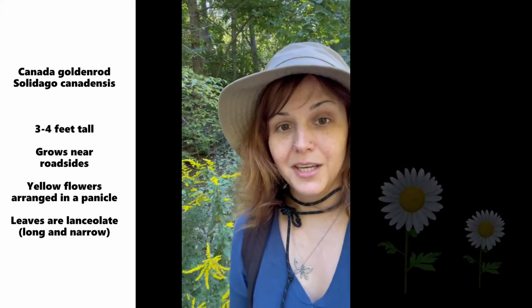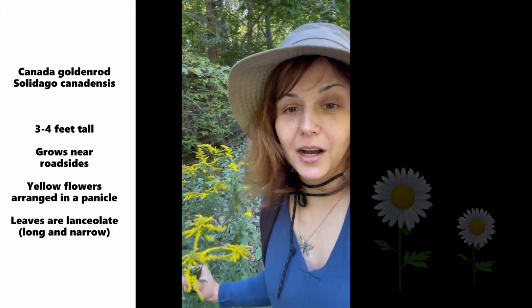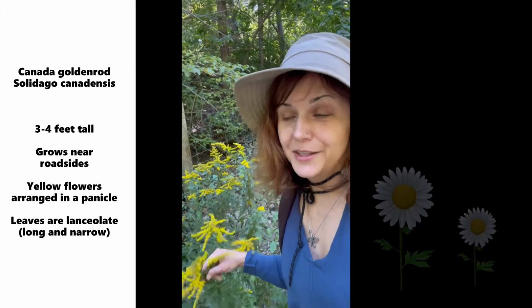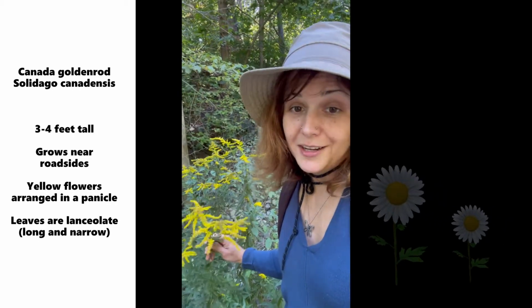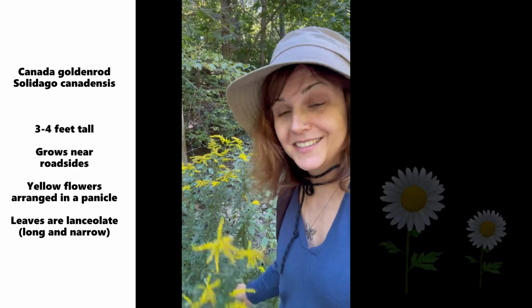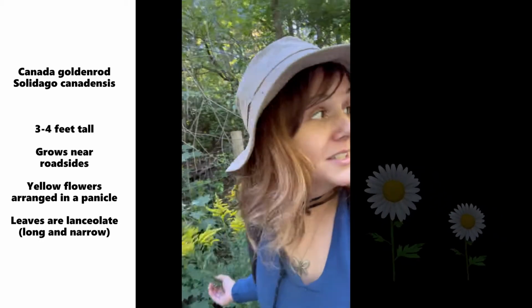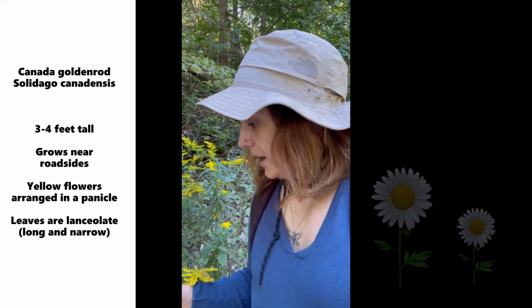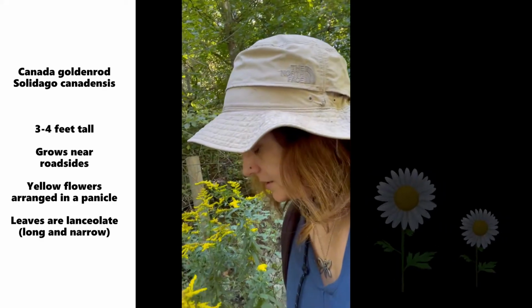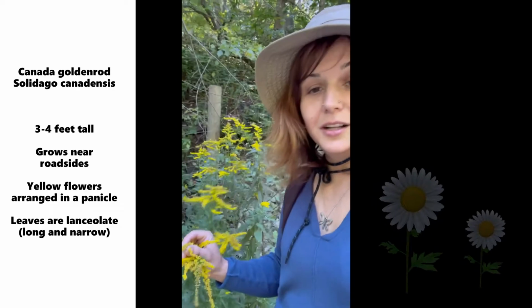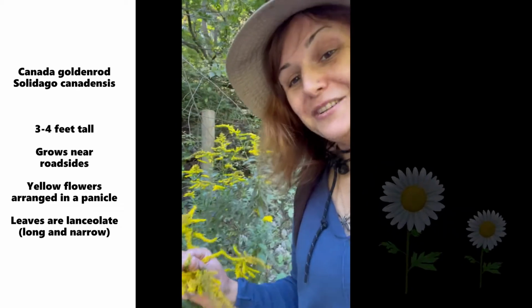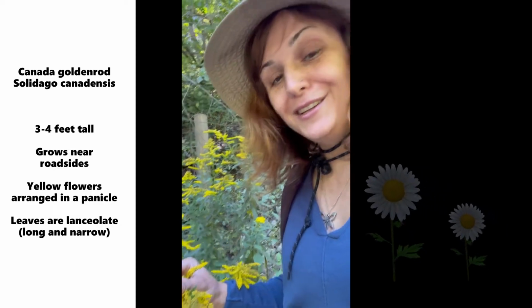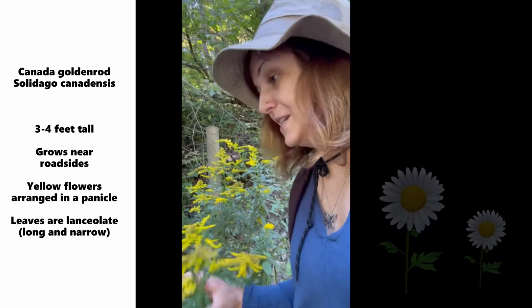Just across the way here, we have the Canada goldenrod. This is also a native plant that's commonly seen on roadsides. Again, it's one of those plants that does colonize disturbed ecosystems. It's also part of the aster family. And the cool thing about it is it's actually made up of hundreds of little aster flowers, and each aster flower is further subdivided into little florets of male and female flowers.